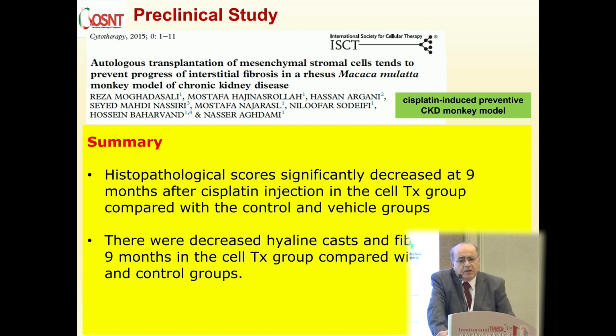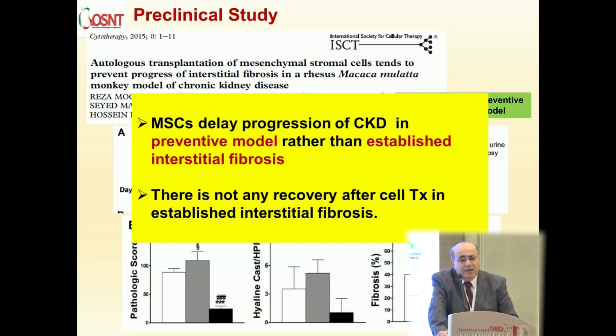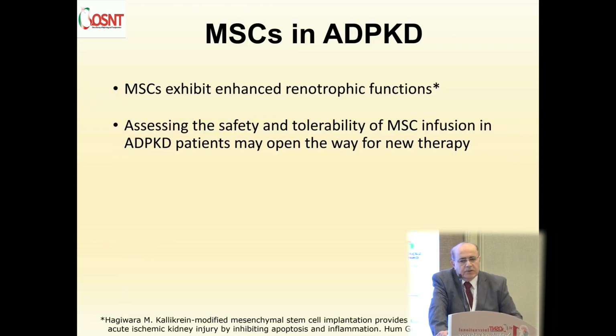So histopathological scores significantly decreased at 9 months after cisplatin injection in the cell transplanted group compared with the control group. And there were decreased hyaline cast and fibrosis scores at 9 months in the cell transplanted group compared with the vehicle. So mesenchymal stem cells delay progression of chronic kidney disease in a preventive model rather than an established one, because once the interstitial fibrosis is established, there is no way. So there is no recovery after cell transplantation in established interstitial fibrosis.